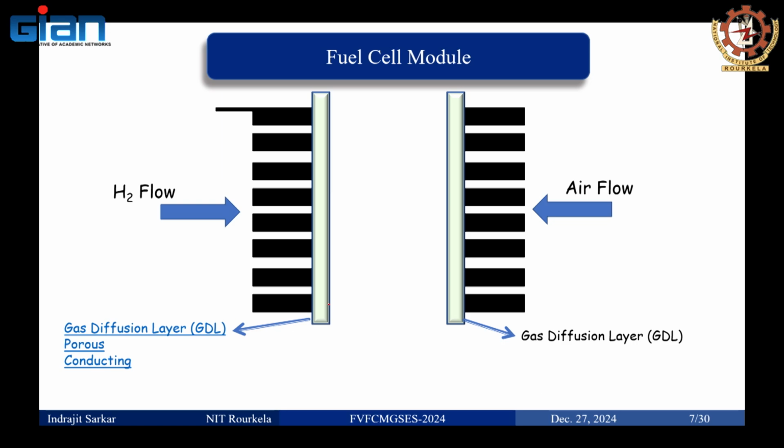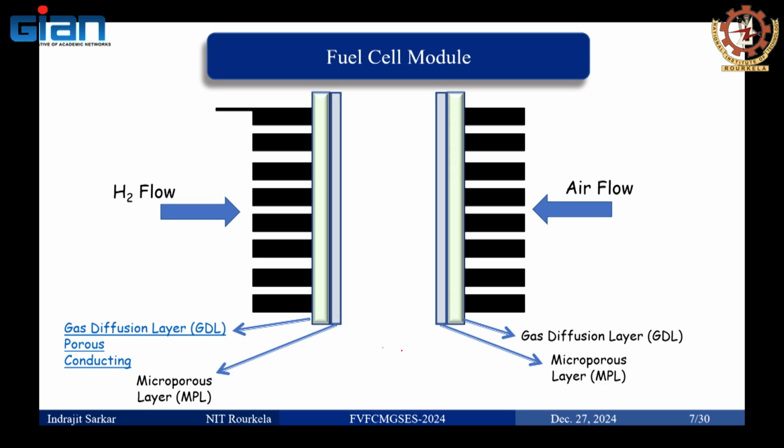These 2 layers are called gas diffusion layers. They are porous and conducting layers. Porous means gas has to pass through them, and electrically conducting because electrons have to pass through them. In both cases electrons have to pass through. Then we have the microporous layer, which is like a coating on the gas diffusion layer. 2 coatings will be there.